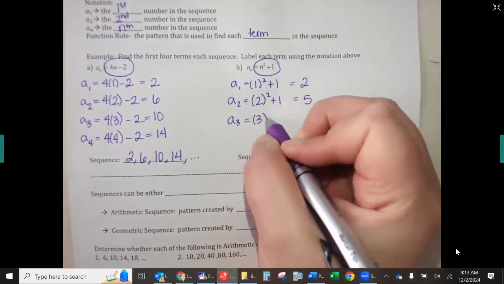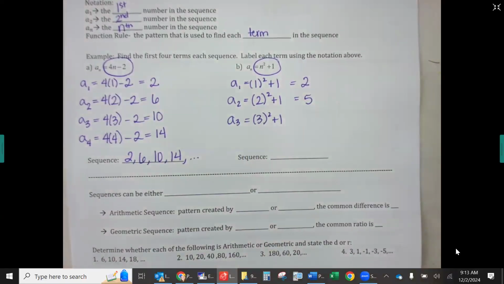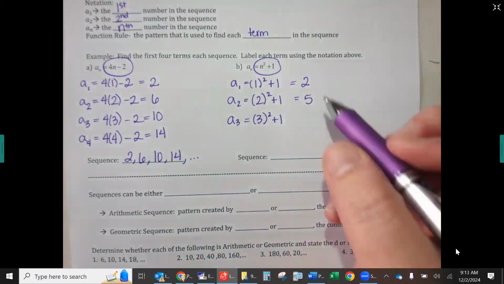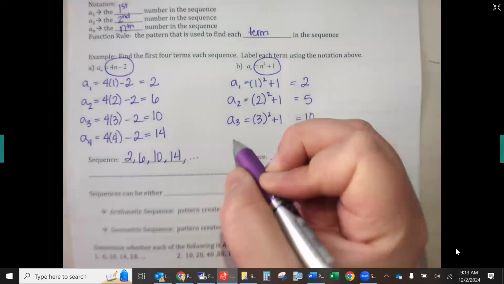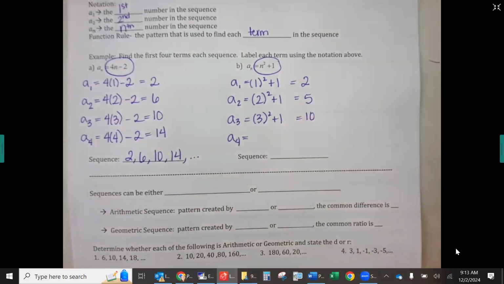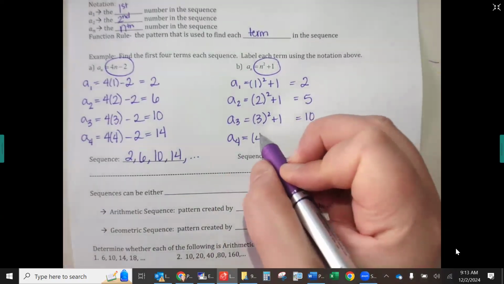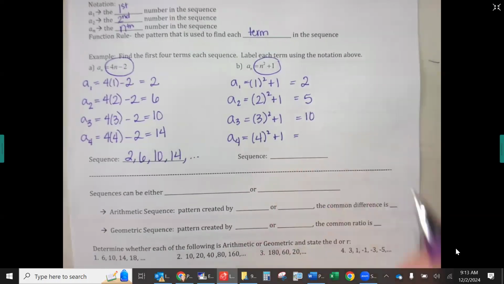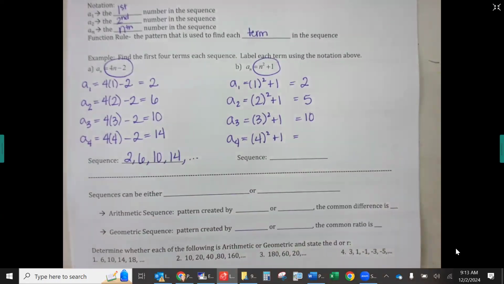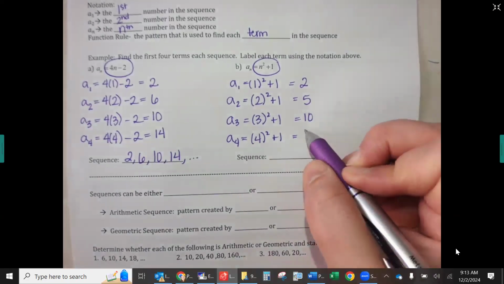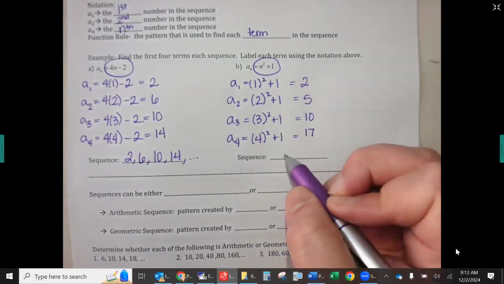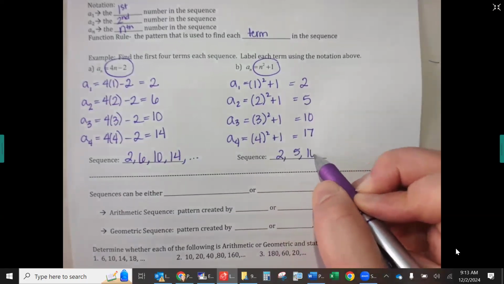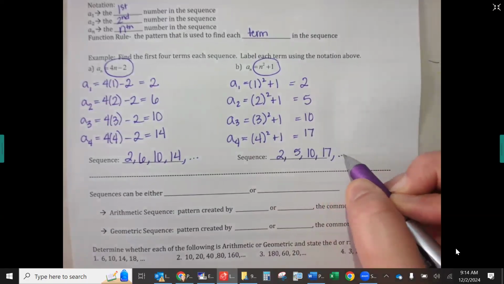A3 is going to be 3 squared plus 1. What's 3 squared? 3 times 3 is 9, plus 1 more is 10 for the next term. Okay, last one we're finding is A4. That would be 4 squared plus 1. Again, you could just put it in your calculator if you want, but 4 squared is 16. Add 1 to it, you get 17. So your sequence would be 2, 5, 10, 17, and so on.